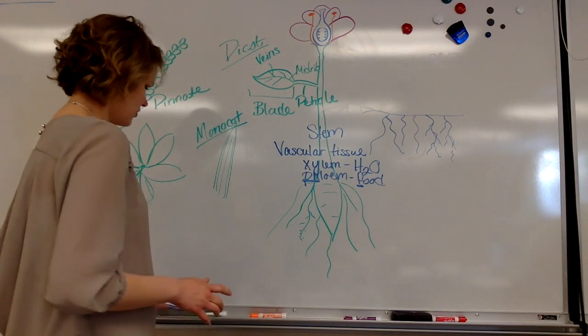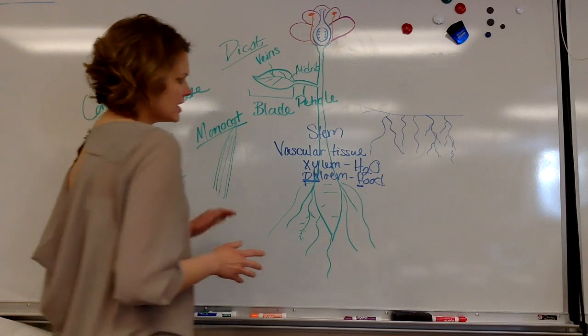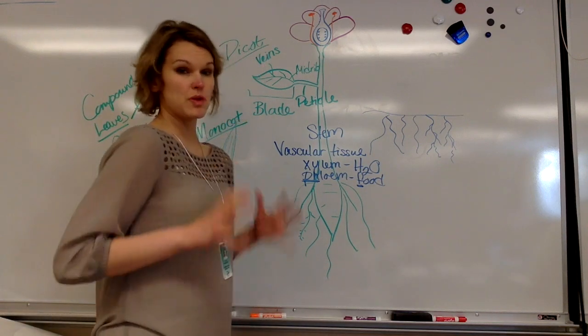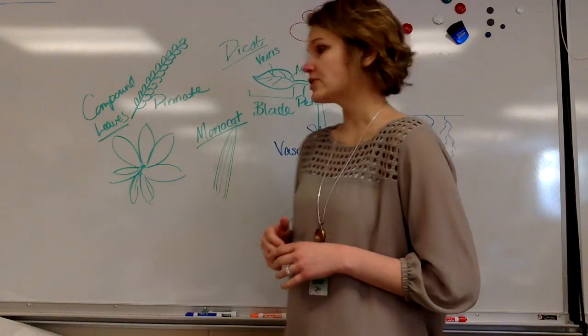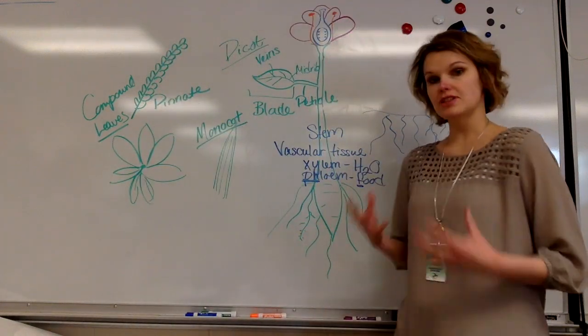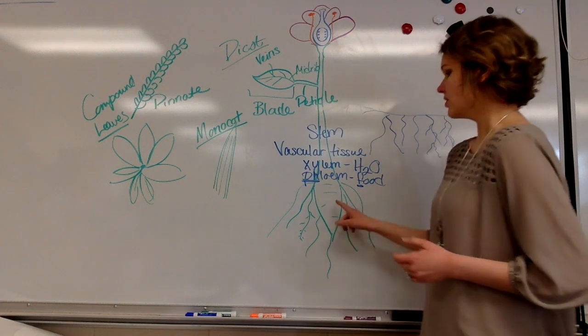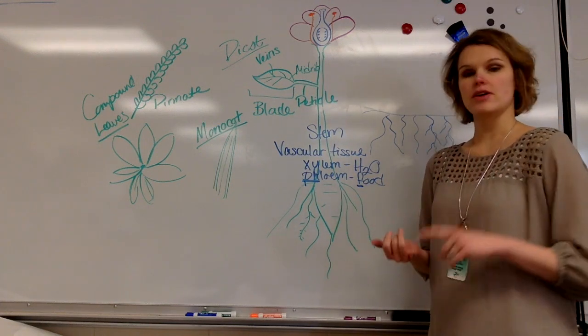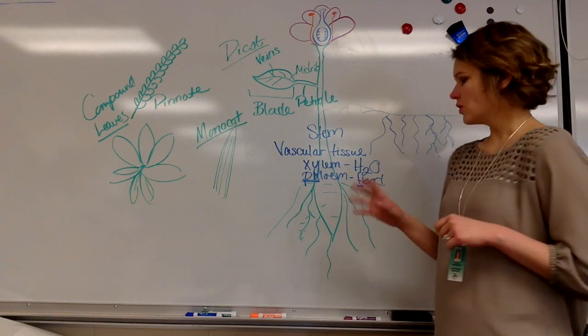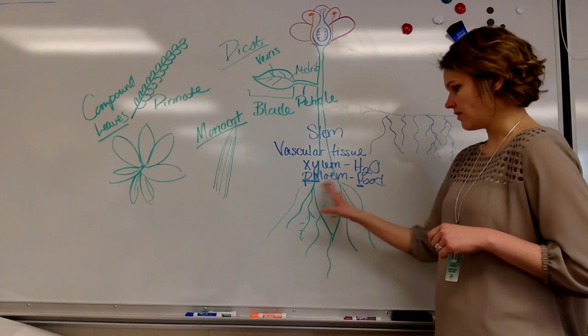The other part of the plant here is the root system. Now the roots are really important for anchoring the plant into the ground. And so we have a couple different types of roots as well. This one that I have drawn here is a taproot. If you think of carrots or beets, those things are made of a taproot.